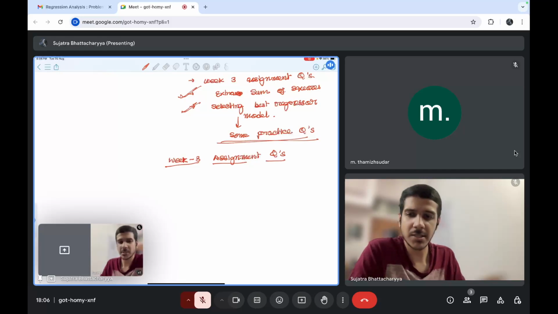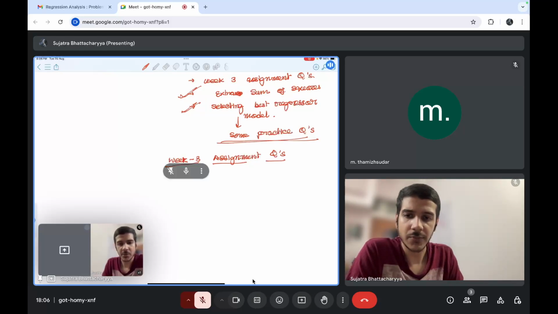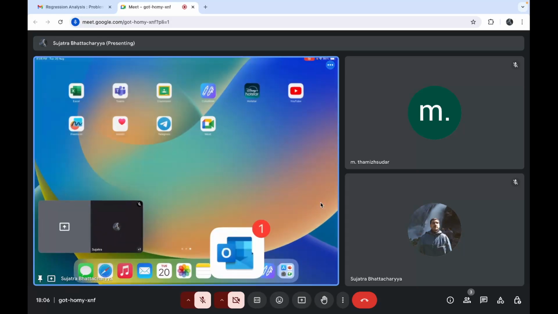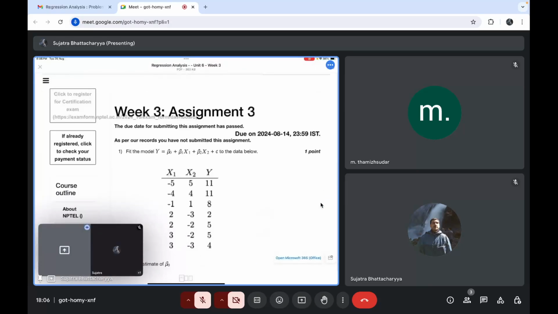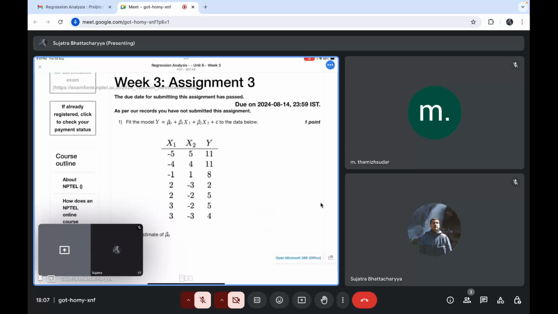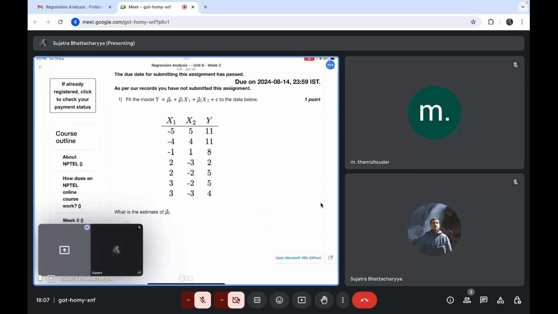Okay, so I just now switched off the videos, not the recording of this. Okay, so let me share the screen of the assignment. So these are the week 3 assignments, which are based on multiple linear regression, as I have already told.